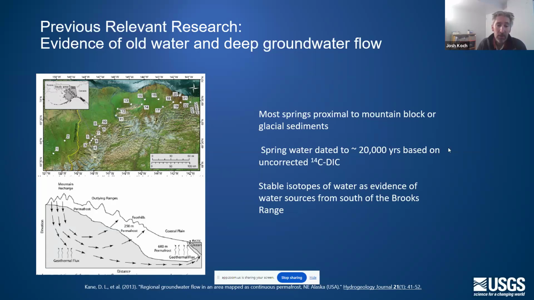They also looked at stable isotopes of water and came up with this conceptual model of water moving from the Brooks Range Mountains, especially from the south side of the Brooks Range Mountains, and then finding its way to these springs and through faults to reach the surface.